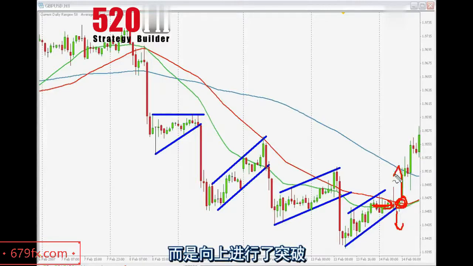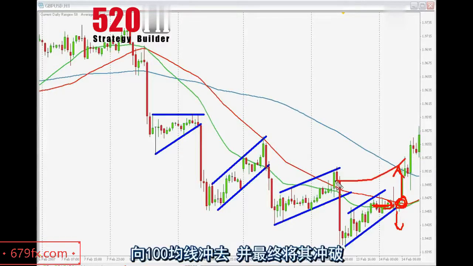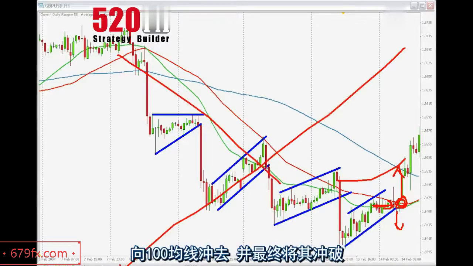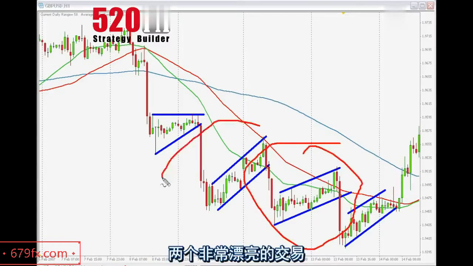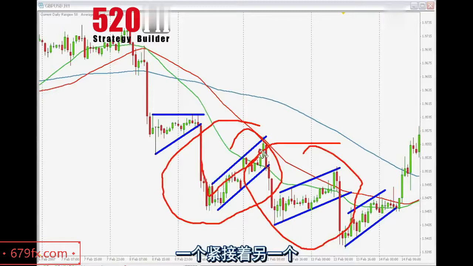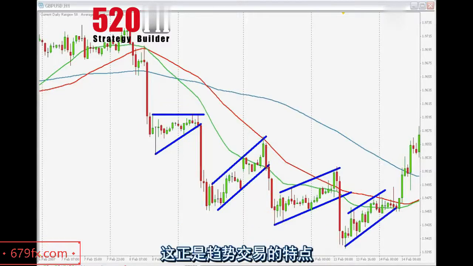Instead, it broke to the upside, triggering the breakout of the 100, and therefore calling the downtrend to an end. But like I said, two nice trades, one after the other. That's very nice when you can profit a number of times from the same trend. That's what swing trading, what trend trading is all about.